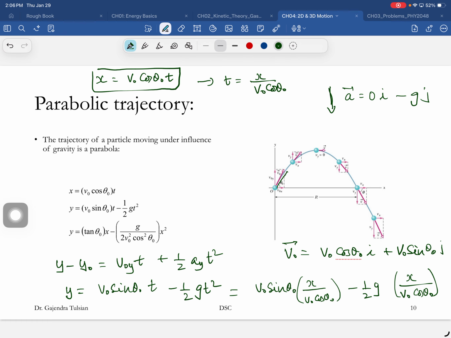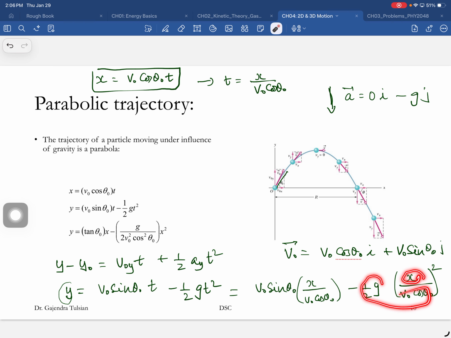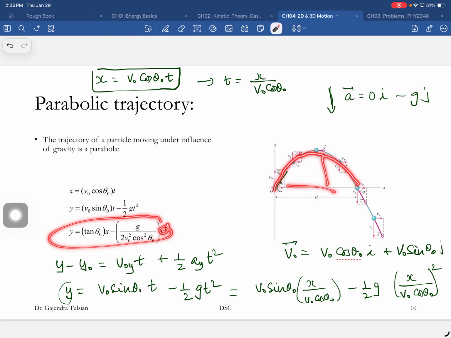All right, here's the range formula. What the range tells you is the horizontal distance the object traveled when it came back to the same y coordinate, the same height. That's the range formula. It's the initial speed squared times sine 2 theta naught, where theta naught is the launch angle, divided by g.